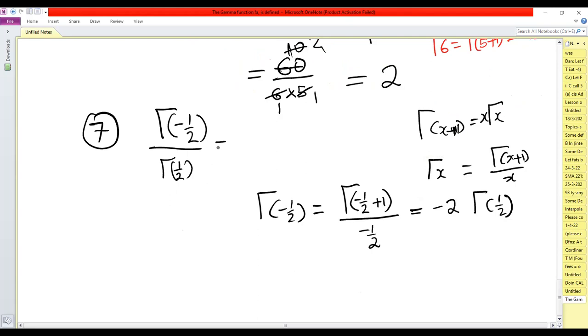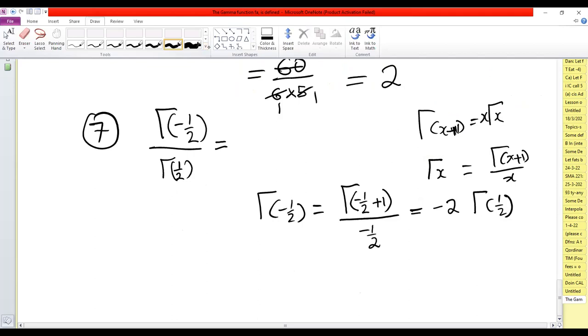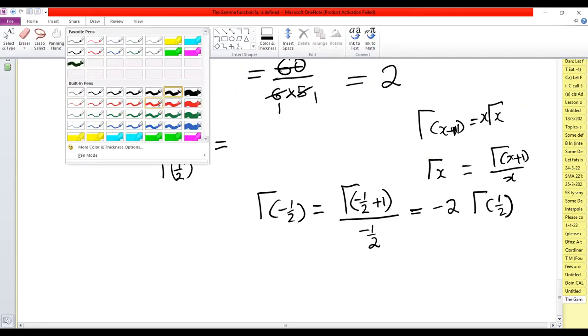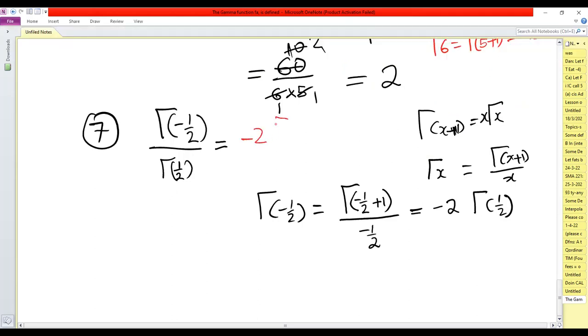So this will give us negative 2 gamma of a half divided by gamma of a half. And this cancels out so that we have just minus 2. So that is how we are supposed to solve that given problem in question 1, that given problem for part 1 up to part 7.